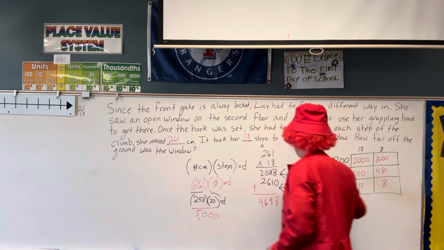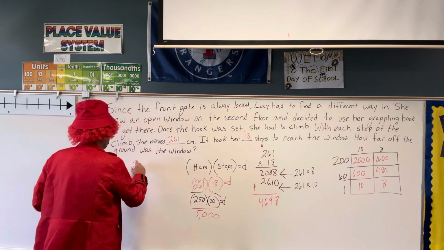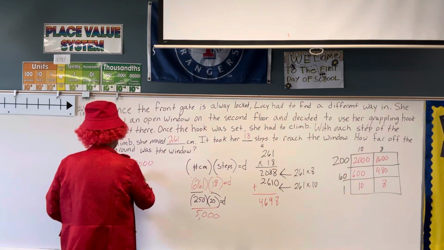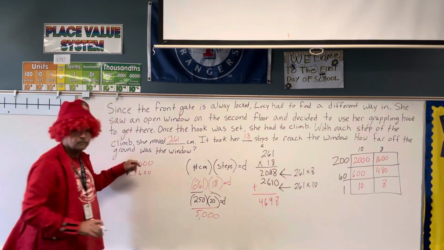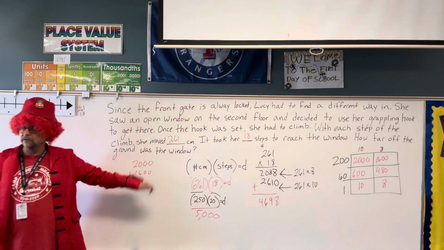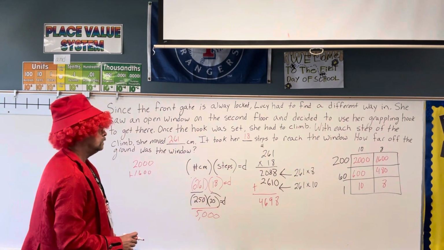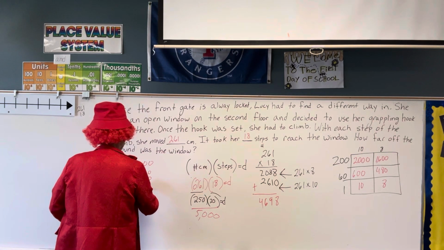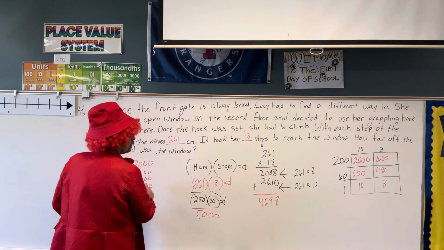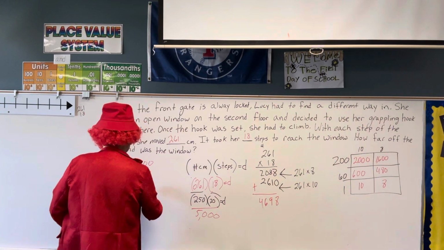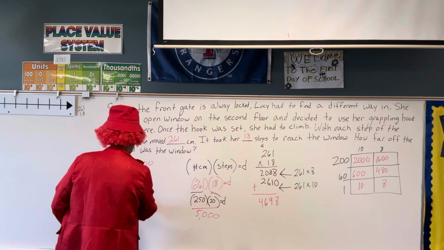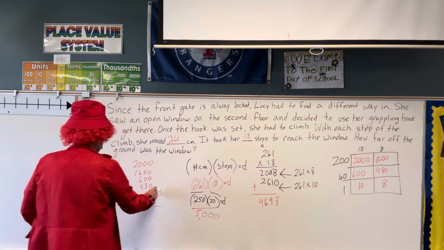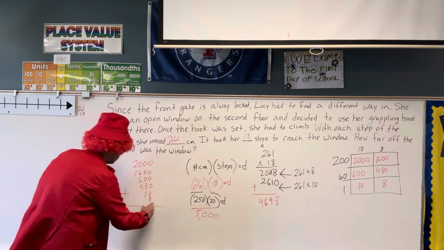Now if I add those together, if I take 2,000 plus 1,600, and I like to put the most number of digits down to the least number of digits because it's easy for me, 600, 480, and 10, and 8. Am I adding all these together? 0 plus 0 plus 0 plus 0 plus 0 plus 8. 8. So I have 8 ones.